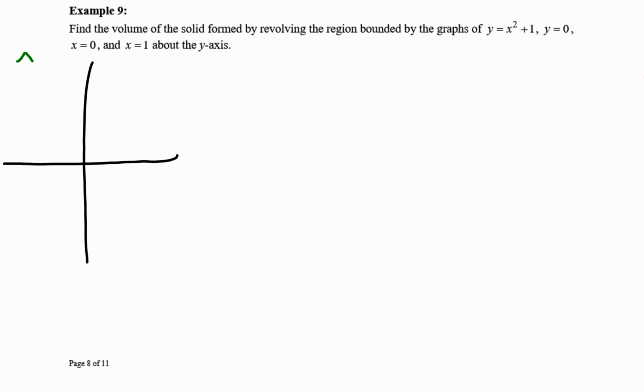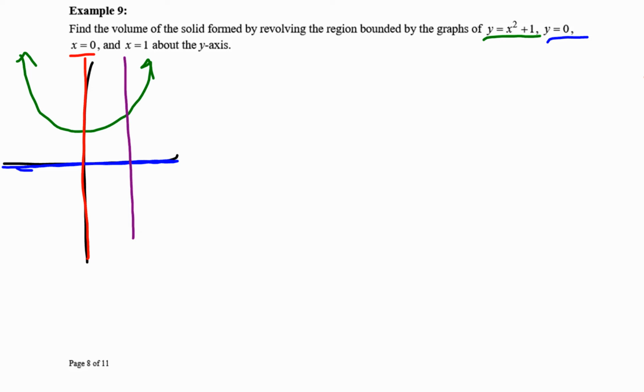Okay, so we have y equals x squared plus 1, y equals 0, x equals 0, and x equals 1. Okay, so let's clear some of that out that we don't need.